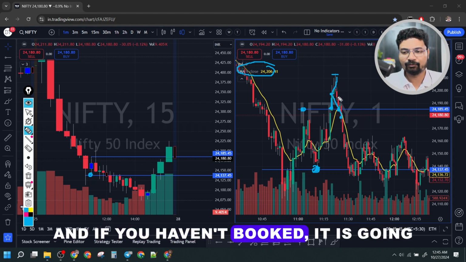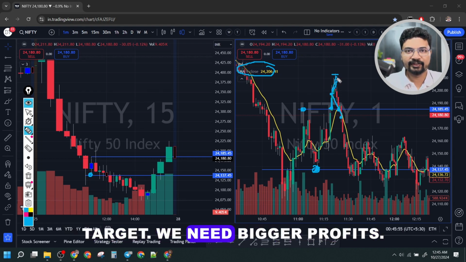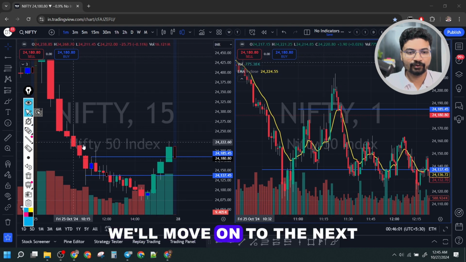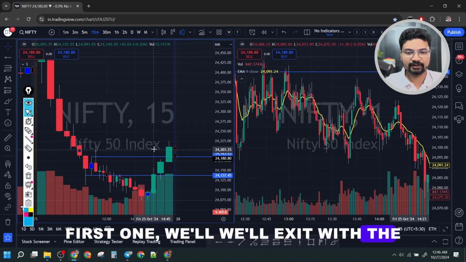If you haven't booked, it is going to hit the SL. We are not going to book that small target. We need bigger profits. Okay, this is also done. We'll move on to the next entry. The first one, we exited with a small SL.